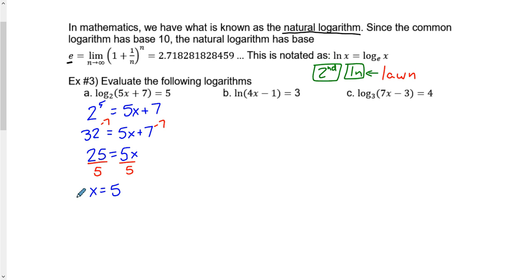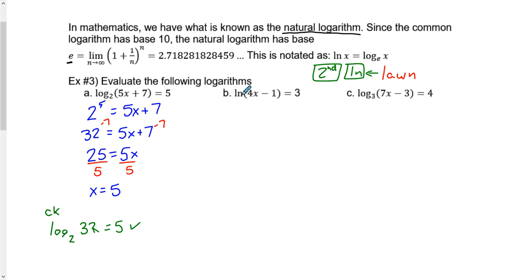Now for right now, don't worry about checking yourself. This stuff will be really easy, but I'm talking about plugging it back in here. Log base 2 of what gives you 5? Log base 2 of, well, what's 5 times 5 plus 7? 5 times 5 is 25. Plus 7 is 32. Is that true? 2 to the power 5 equals 32? Yeah. So that one actually works.